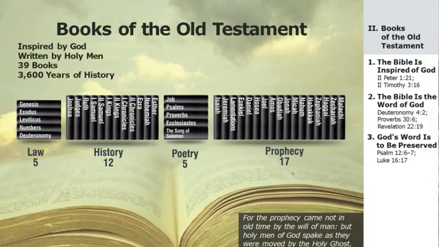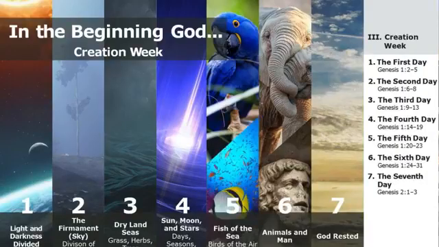So as we look into the creation week in the beginning, there's a couple of days here that God begins to do some miraculous things. The very first verse of the Bible says, "In the beginning, God created the heaven and the earth." Amen? It wasn't a big bang. Because chaos does not create order.